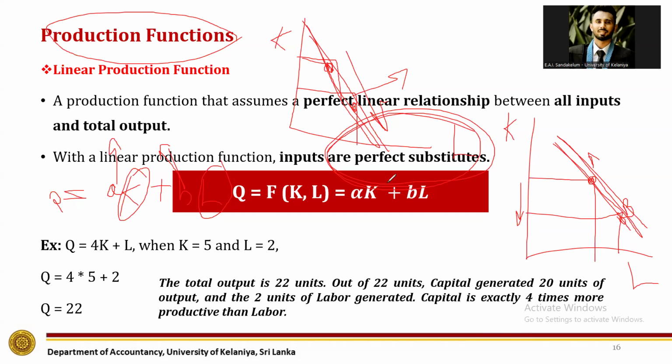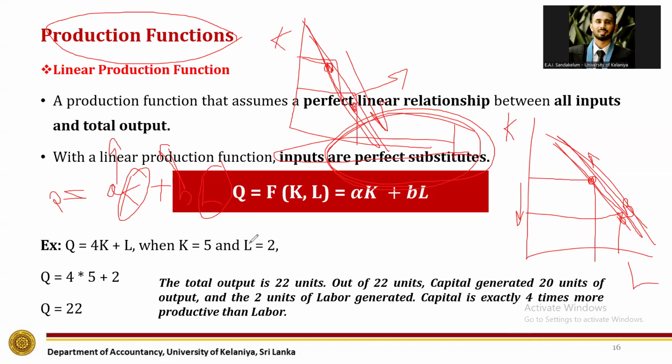So we are given the hint that the inputs are perfect substitutes. If the inputs are perfect substitutes, you need to identify this as the linear production function. Okay, so the wordings are important. If the inputs are perfect substitutes, the production function becomes a straight line. That means they can easily replace each other. So the calculation was there.